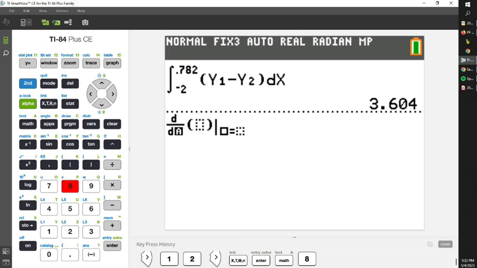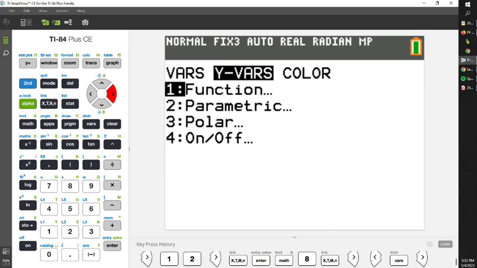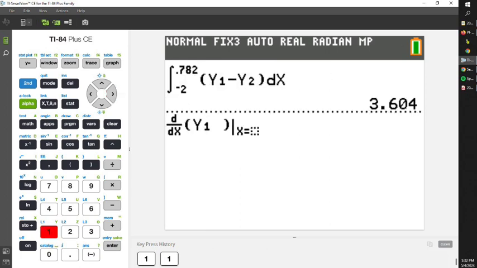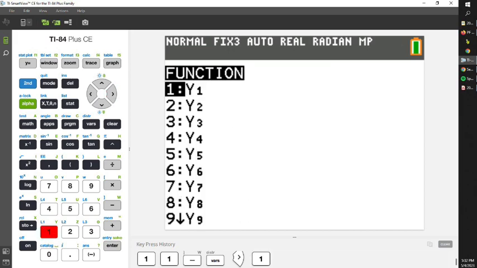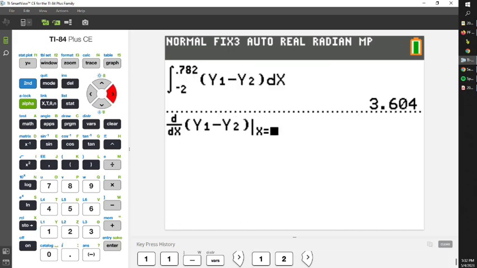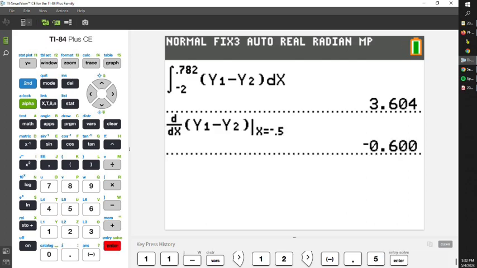Okay, and so my calculator has MathPrint, so it looks like that. I press X, and then inside here, I want to put y1 minus y2. So I'm going to go vars, y vars, function 1, minus vars, y vars, function 2. And I want to find this derivative at -0.5. And then I press enter, and I get my answer.